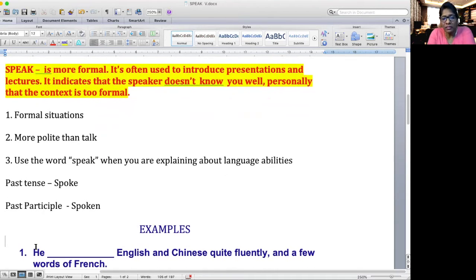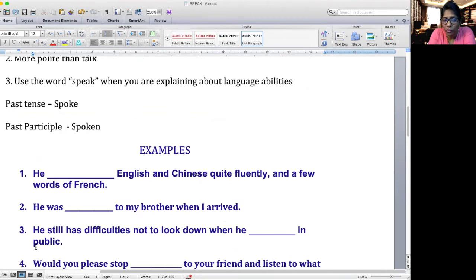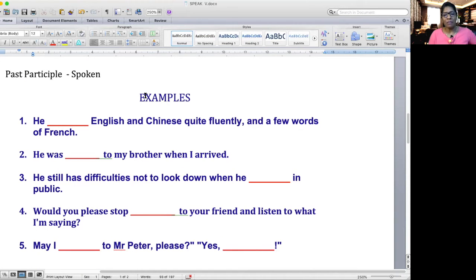So this exercise will tell you where to use speak and where to use talk. You know the rules of where to use speak. Speak is for very formal conversation, and especially it is used when you talk about languages. And talk is totally for personal conversations, or it could be a very informal way. Look at the examples over here. Examples are just like exercises. As you all know, we use speak and talk in different ways.